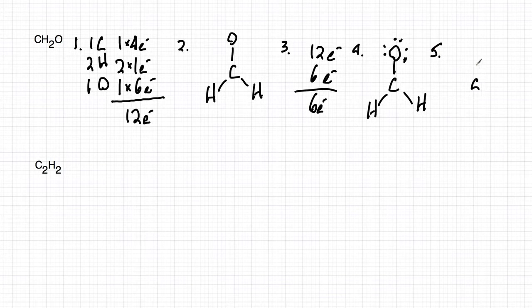So let me draw the structure down again and show you how this is done. And for step number 5, we're going to play Robin Hood. And that is, we're going to take away from the rich and we're going to give to the poor. So I'm going to take away 2 electrons from the oxygen. And now I'm going to put 2 back as a shared pair between the carbon and the oxygen. And now everyone has 8. We have 12 electrons total. And this is your final answer.